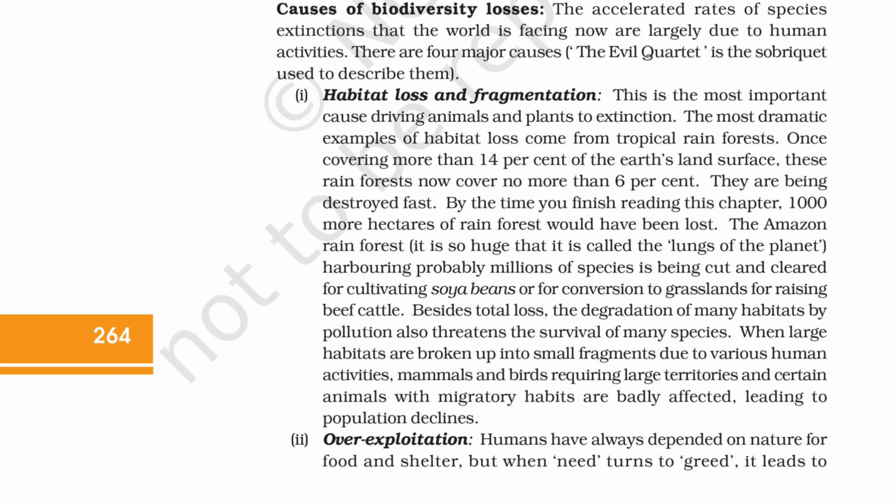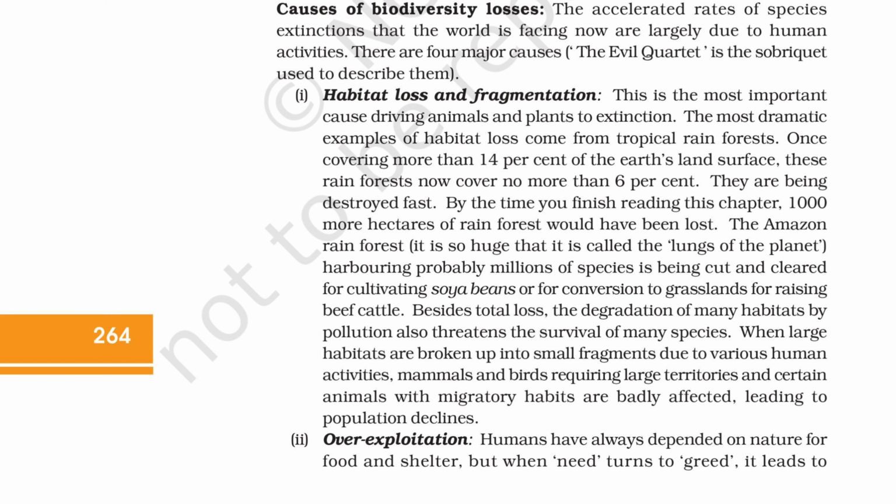Causes of biodiversity losses. The accelerated rates of species extinctions that the world is facing now are largely due to human activities. There are 4 major causes. The evil quartet is the sobriquet used to describe them. 1. Habitat loss and fragmentation. This is the most important cause driving animals and plants to extinction.